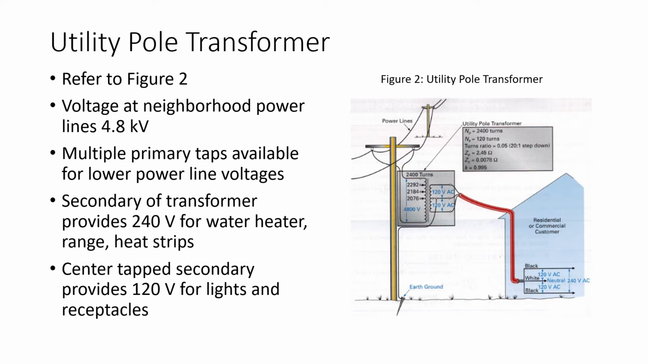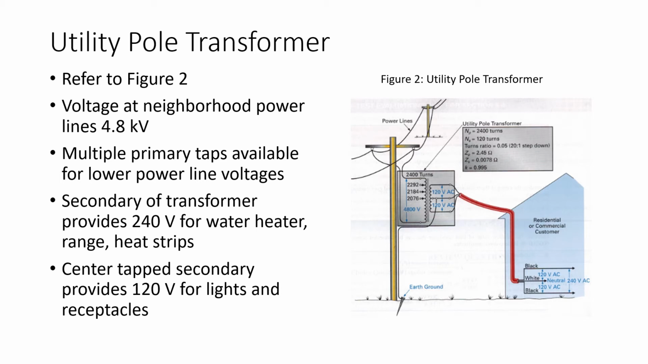And I want to take a little closer look at a utility pole transformer. Now, you've all seen these utility pole transformers. They're a big gray can that hangs on the wooden pole outside your house or your business. And we also see these as the big green box that sits on the ground if you have underground service in your neighborhood or subdivisions.